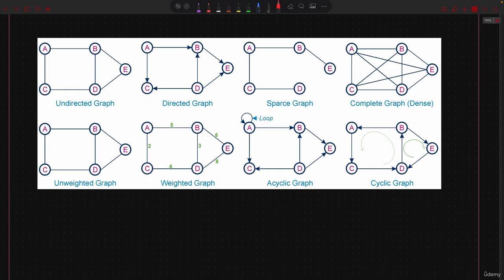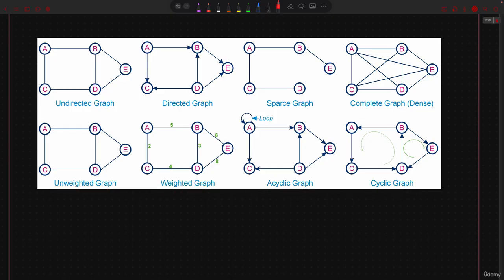Sparse graph, just like we had a dense graph where each and every node was connected to the other node. Sparse graph is where these nodes are not all connected. Like it is a lot sparse. There are very few edges compared to what there can be. Then we have the unweighted graph. We have the weighted graph, a cyclic graph, and an acyclic graph. Okay. So these are the different things which we have seen.